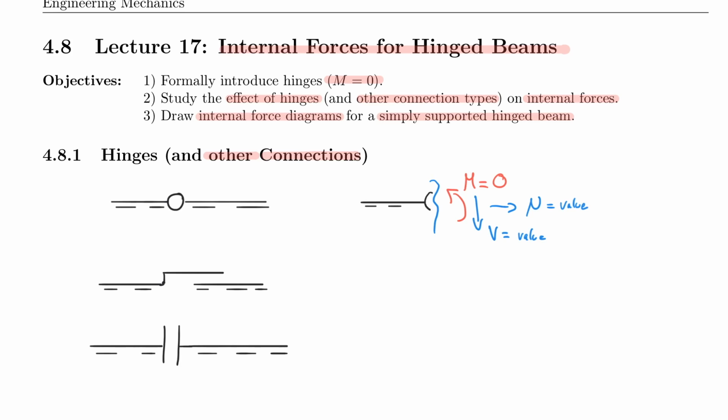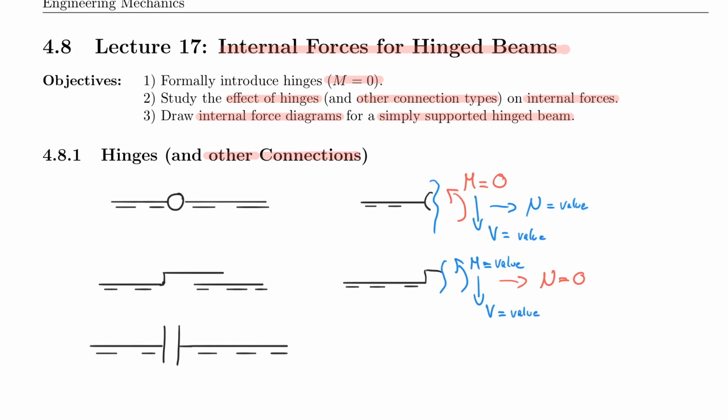So if I were to cut right through these systems, we would find that the moment exists. The moment can be transmitted here. It's equal to something. The shear force is equal to something, but the normal force is actually going to 0. So the normal force would be equal to 0.